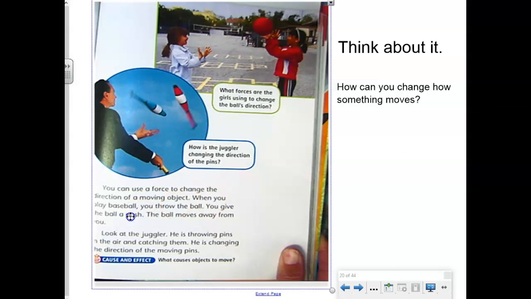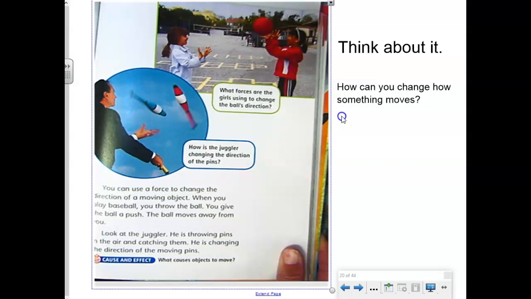When you play baseball, you throw the ball. You give the ball a push. The ball moves away from you. Look at the juggler. He is throwing pins in the air and catching them. He is changing the direction of the moving pins. All right, and what are the girls doing? They're throwing. They'll catch it and then they'll throw it back.